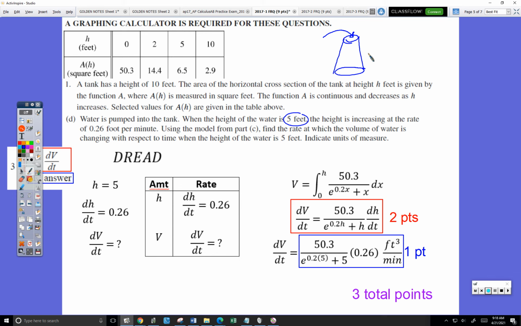When the height of the water is 5 feet, so at that instant, the water is still going up. The height will be going up at a rate, keyword is rate, 0.26 feet per minute. I need to write that down. So I wrote dH/dt is 0.26 feet per minute.